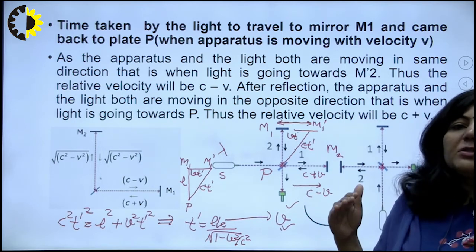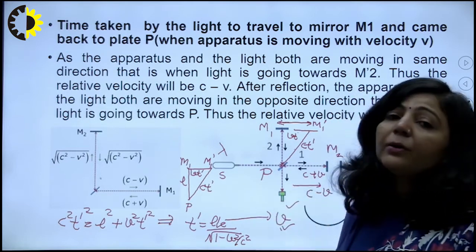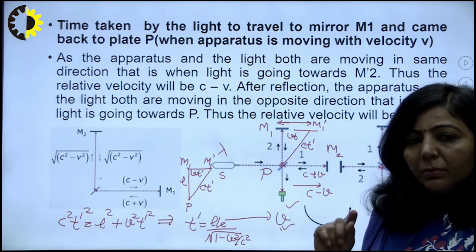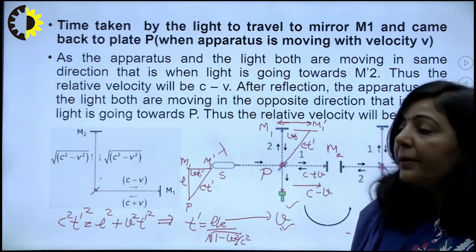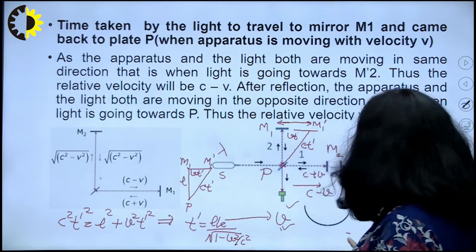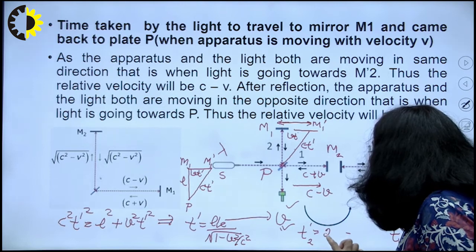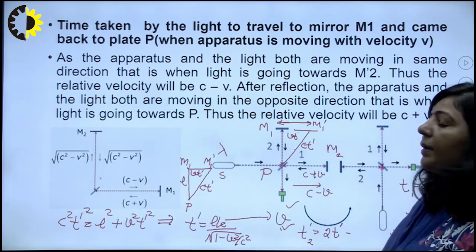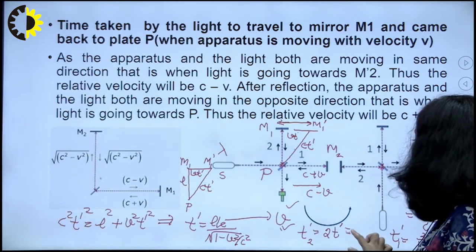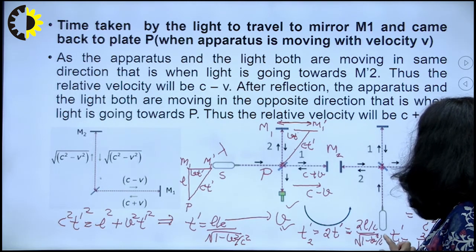But over the front surface of the mirror, light will be reflected by that mirror, and then it will come back to the glass plate. So the light ray will take the same time to move back from mirror to glass plate. It means the total time taken, that will be T2 dash, will be twice of t dash. So what is the time now? It is 2L by C divided by root of 1 minus V square upon C square.